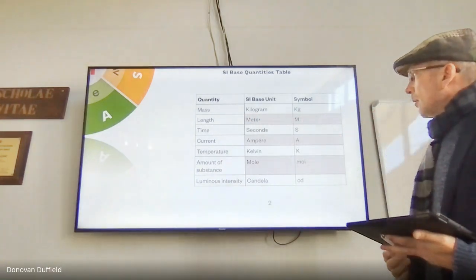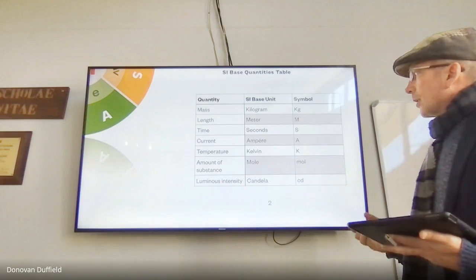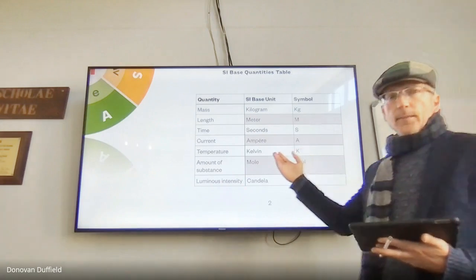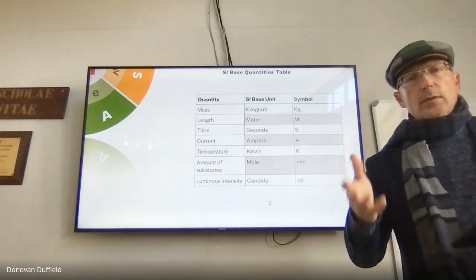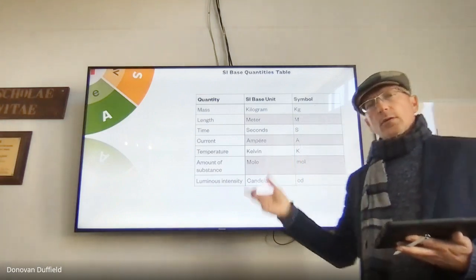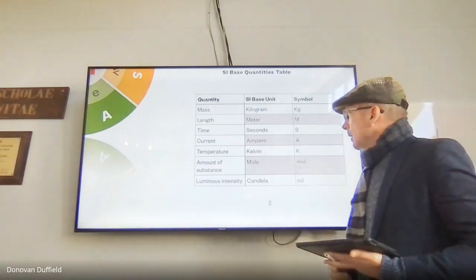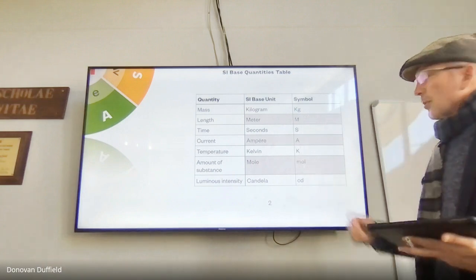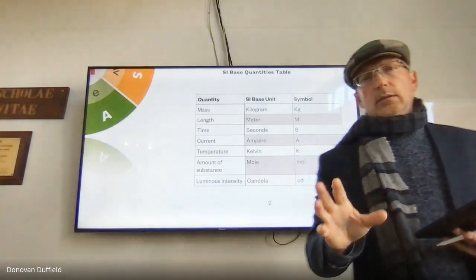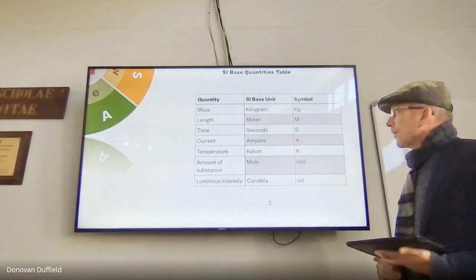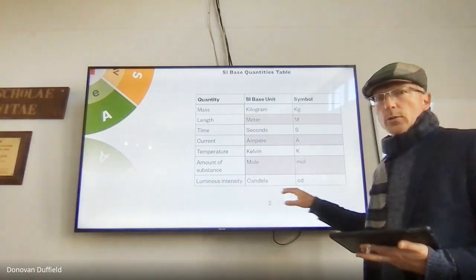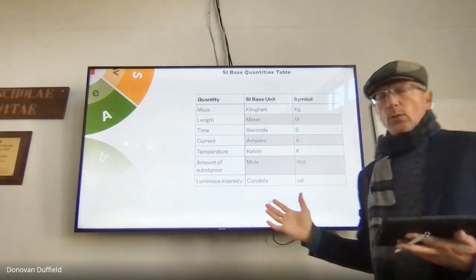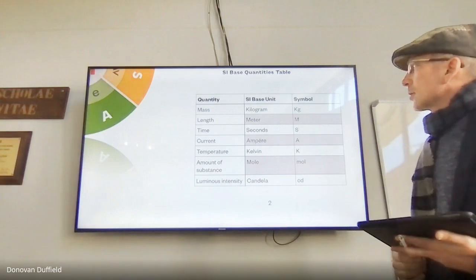So if we are working with, for instance, temperature, then we normally work in degrees Celsius in South Africa. We have to do a conversion to Kelvin. In chemistry, we work with the mole. We don't really work with it in the physics course here. We haven't worked with candela at all, and we're not going to, not in this course.